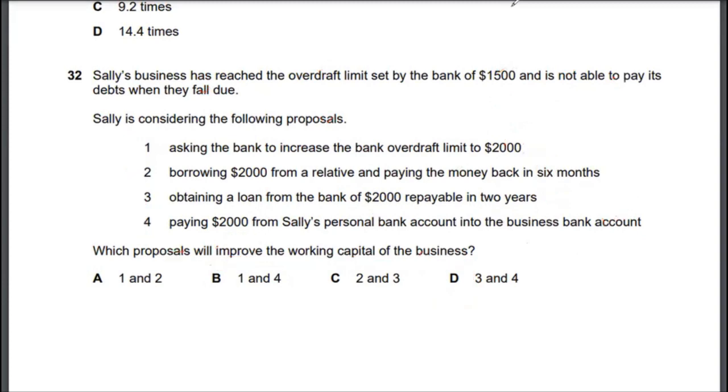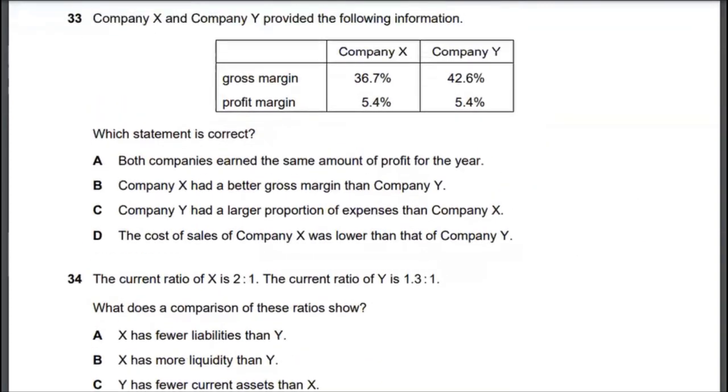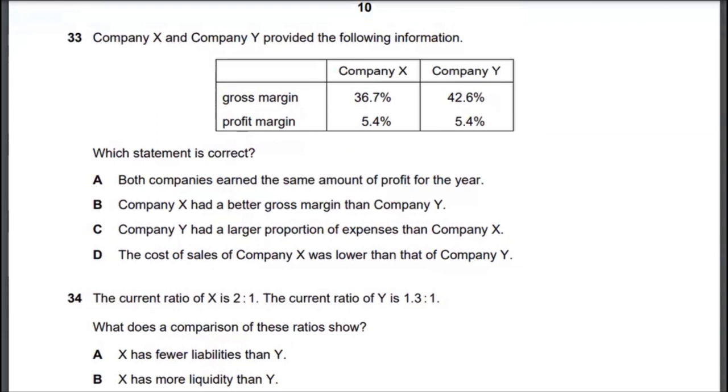Let's look at multiple choice 33. Company X and company Y provided the following information. Which statement is correct? Both companies earn the same amount of profit. We can't really say, even though the percentage here is same, the dollar amounts we don't know. So that's actually incorrect.